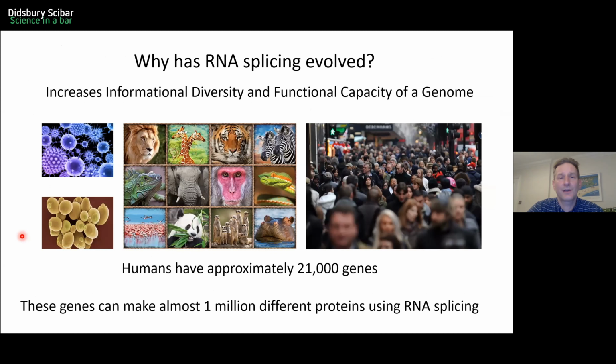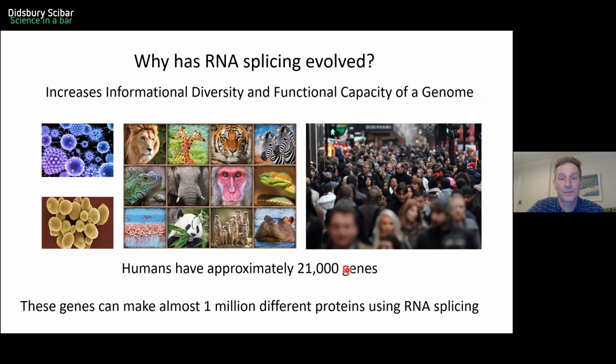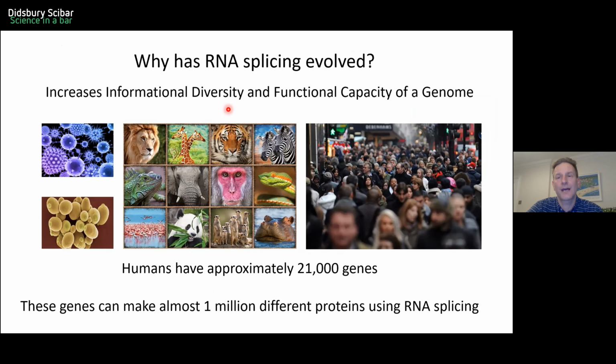So that sort of gets onto the question, why has RNA splicing evolved? Why do you have this really complicated mechanism here to get all these different proteins? Why don't you just have 38,016 different genes to make an individual protein? That's a good question. And the reason is that if you had that many genes to make those proteins, you'd have to have a huge amount of DNA and a huge genome.